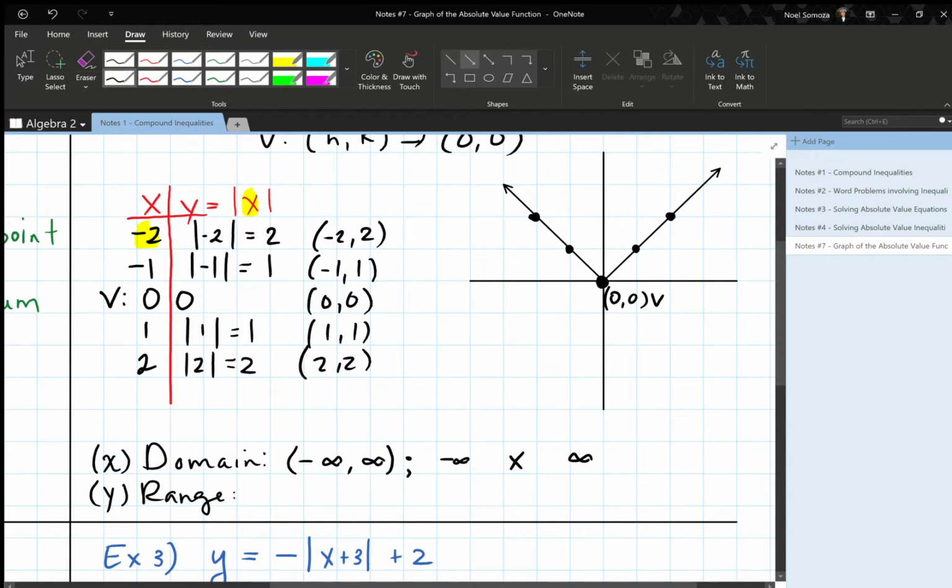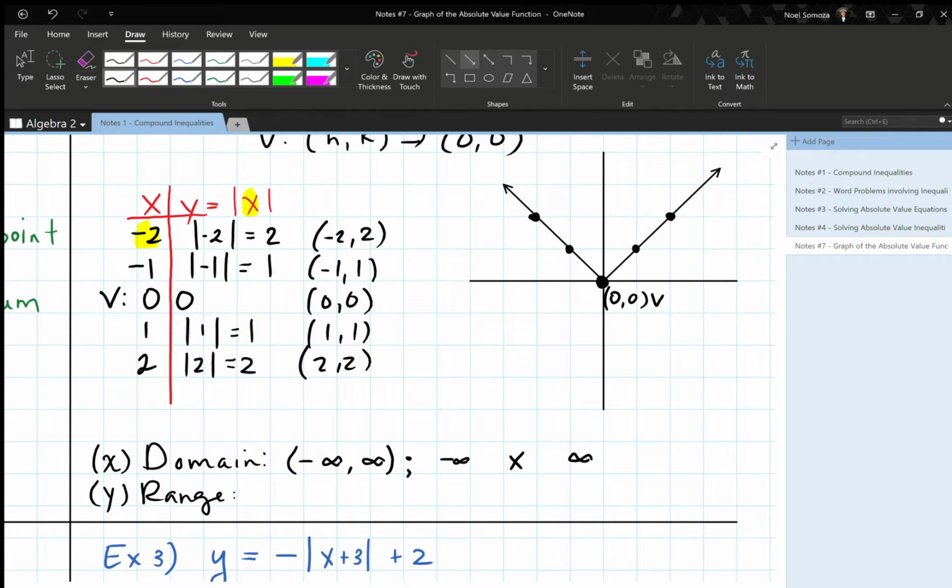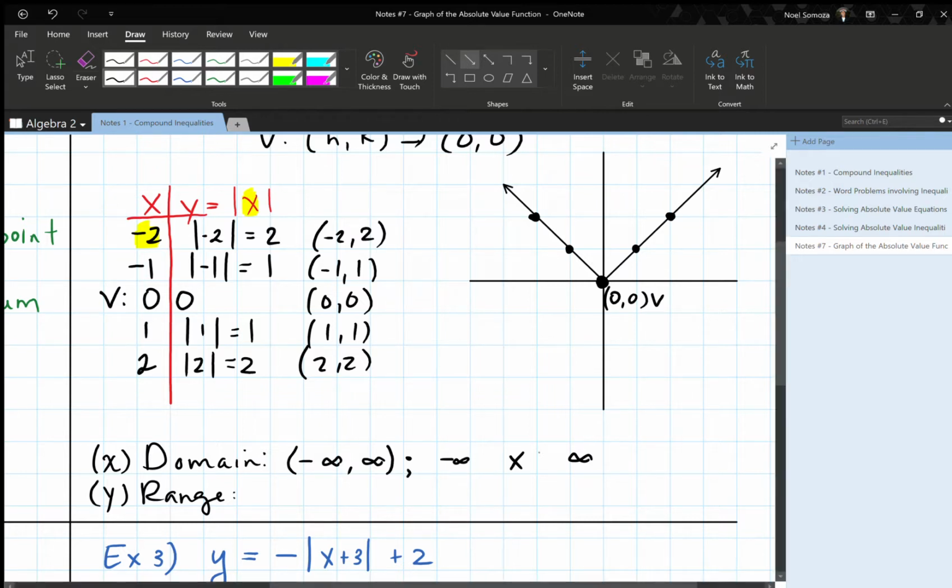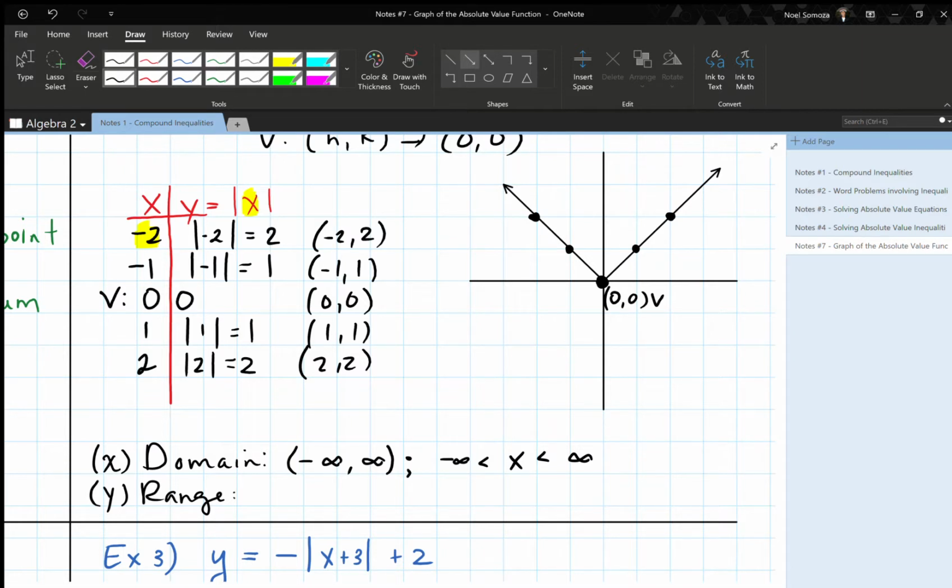Okay, since my domain is talking about all the values that I can be, then basically what I need is just some inequalities that say that I'm anywhere between negative infinity and infinity. So that's good enough right there. If I'm an input, I could be less than infinity but greater than negative infinity, and that literally puts me anywhere on the number line. Okay. All right. So domain is easy.